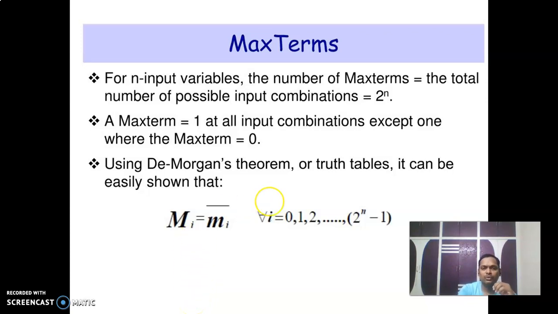For n input variables, the number of maxterms equals the total number of possible input combinations, that is 2 power n. A maxterm equals 1 at all input combinations except one where the maxterm equals 0. Using De Morgan's theorem and the truth tables, it can be easily shown that Mi equals mi bar. That means the max term capital M is the complement of the min term small m. This holds for all i from 0 to 2 power n minus 1. For example, if it is a 3 variable case, it is 0 to 7 combinations.